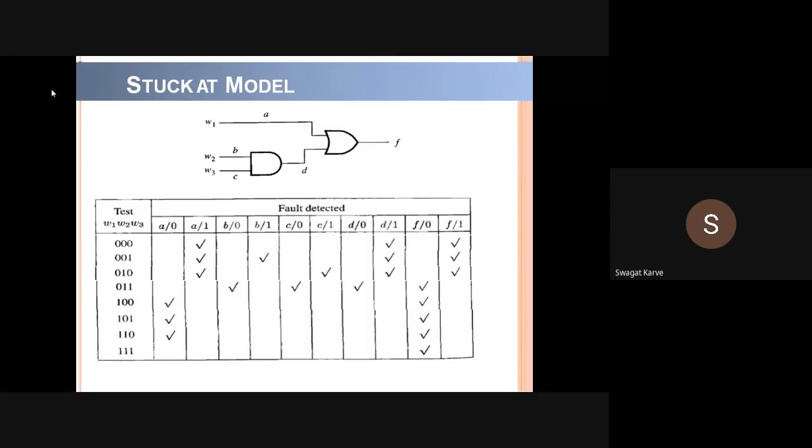Okay, you want me to repeat this stuck-at fault model? Yes sir.